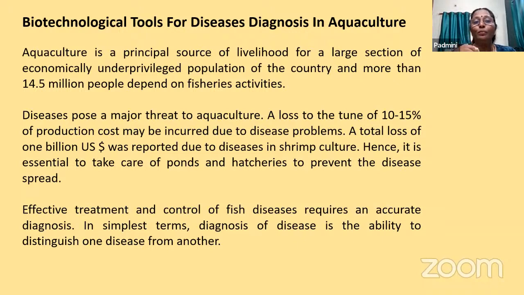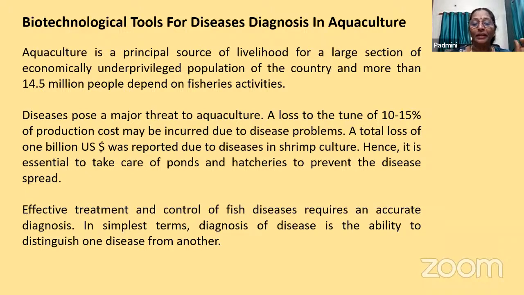Now, when there is no proper diagnosis tool, sometimes 10 to 15% of the production is lost due to disease problems. And sometimes a total loss of $1 billion was reported due to disease in shrimp culture. Shrimp is a small prawn culture. Hence, it is essential to take care of the pond and hatcheries to prevent the spread of disease. And effective treatment and control of fish disease requires an accurate diagnosis.